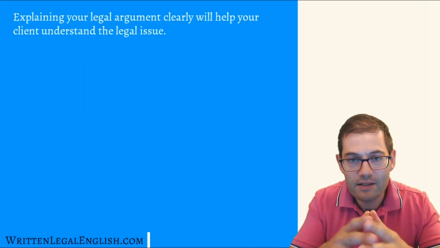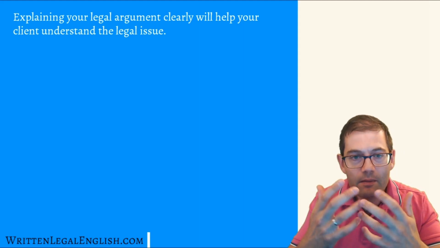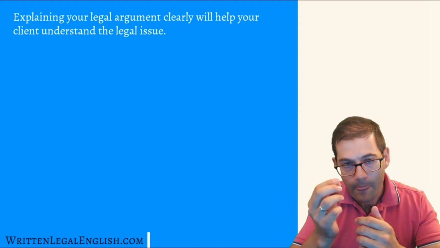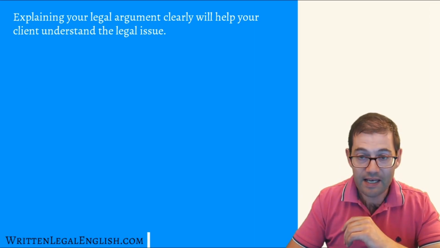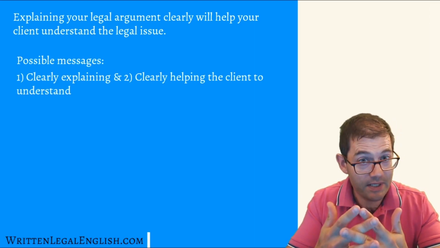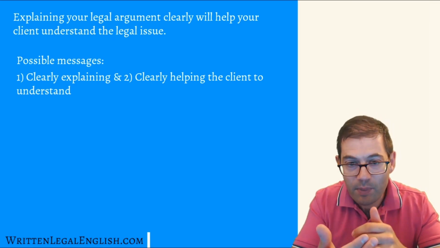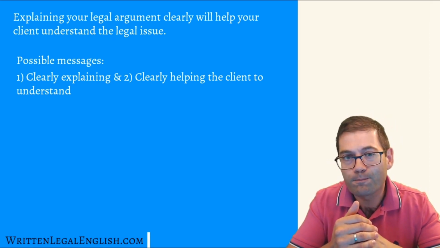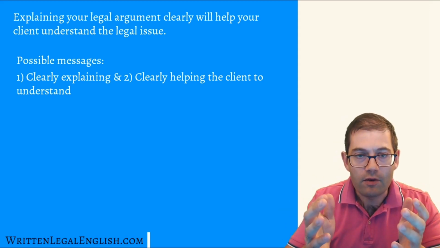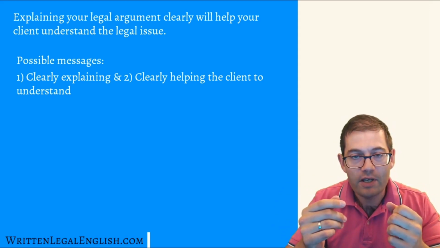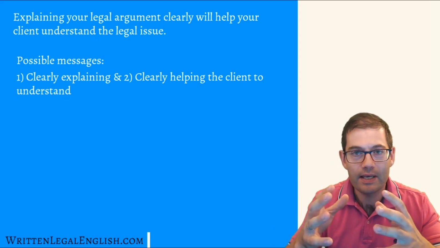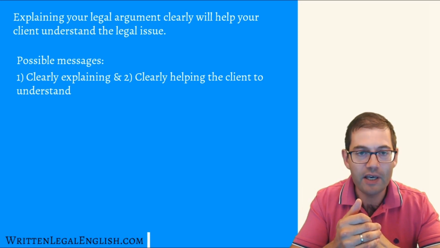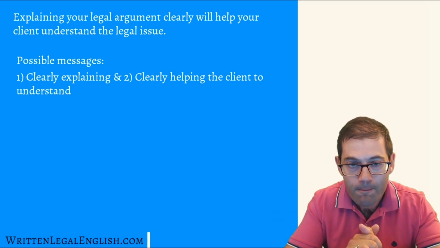The third sentence: explaining your legal argument clearly will help your client understand the legal issue. Where's the squinting modifier? Of course, the squinting modifier is clearly, which gives us two potential messages: clearly explaining or clearly helping the client to understand. And once again, we can use commas carefully, or we can redraft the sentence completely to communicate what it is that we want to communicate in an easier to understand way.